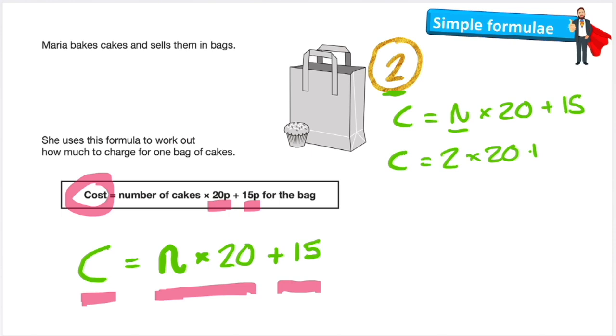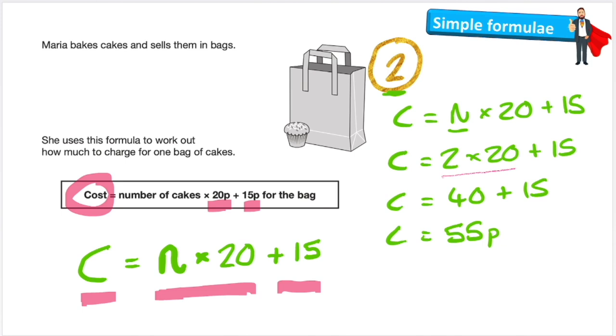Think back to our BODMAS. Remember that multiplication comes before addition, so I'm going to have to do this multiplication question. So my next line would read C equals 40 plus 15, and now I'm left with my addition, C equals 55, and 55 what? 55 pence. So if I wanted to buy two cakes, it's going to cost me 55 pence.